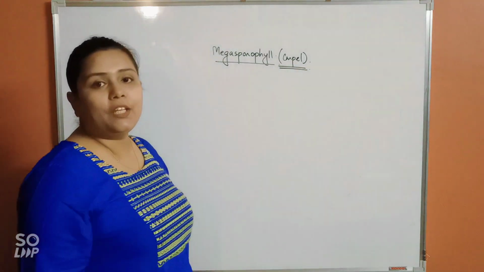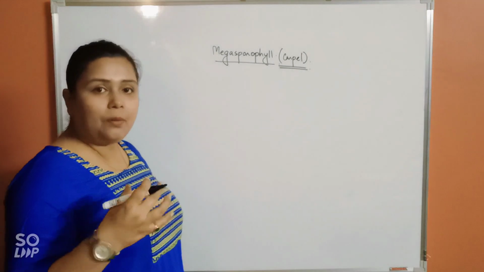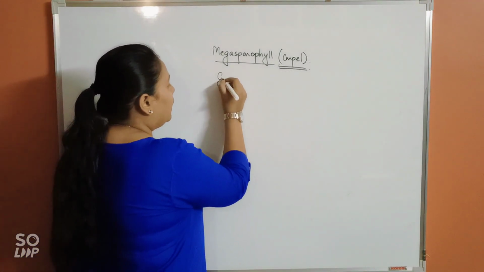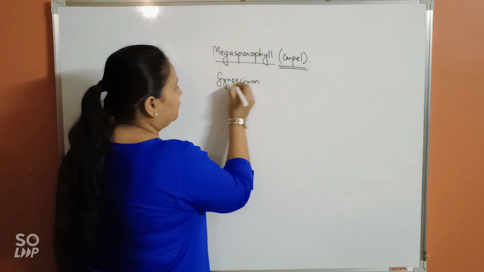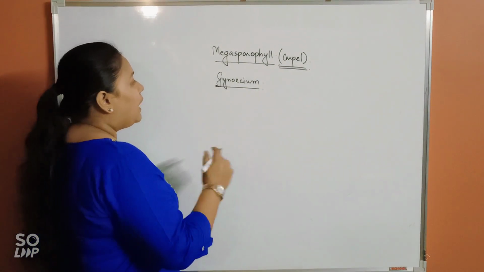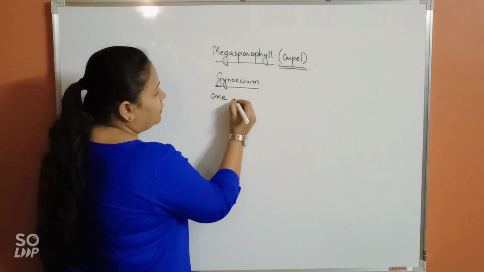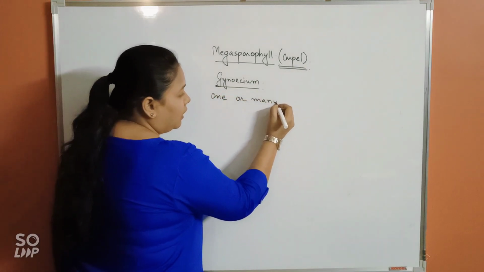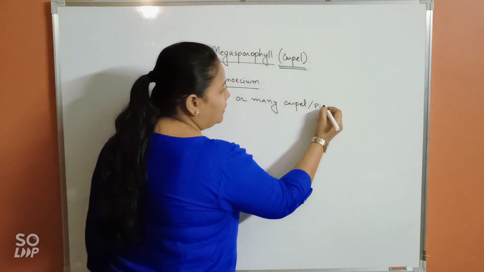Megasporophyll is commonly known as the carpel. Alright, and you know that carpel in the form of a whole would be known as gynoecium. Right? Now, regarding gynoecium, we can say that gynoecium consists of one or many carpel or pistil, isn't it?